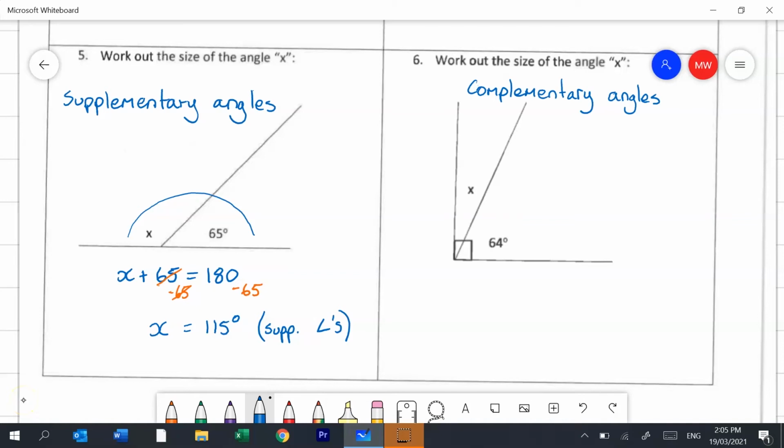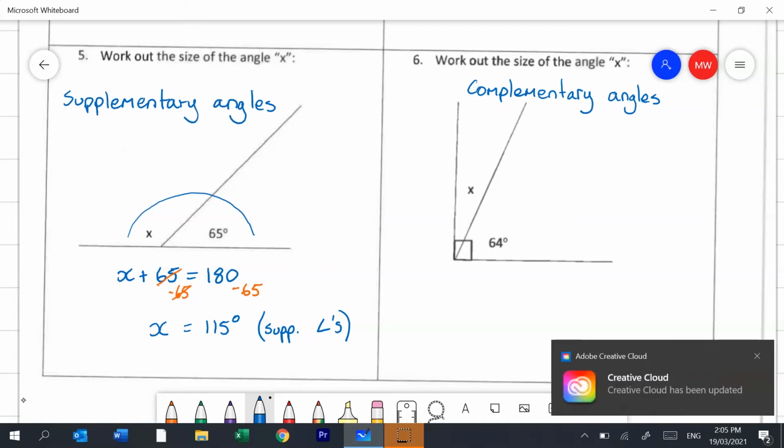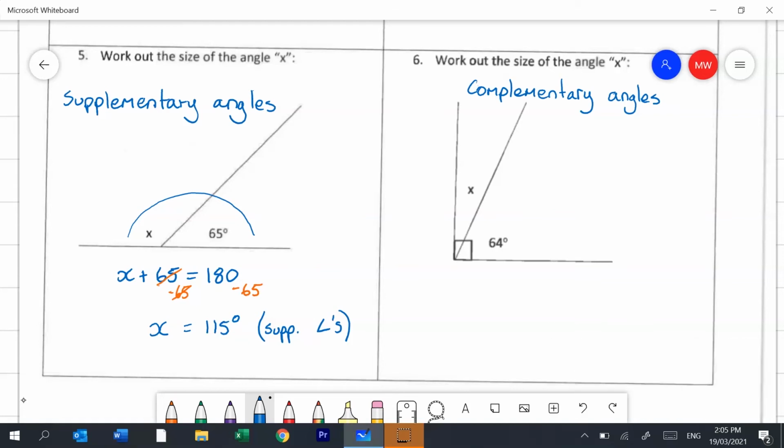Question 6 is an example of complementary angles. So these angles form a right angle, or they add to give us 90 degrees. So in this case, if we were solving this algebraically, like in question 5, we'd say x plus 64 equals 90.